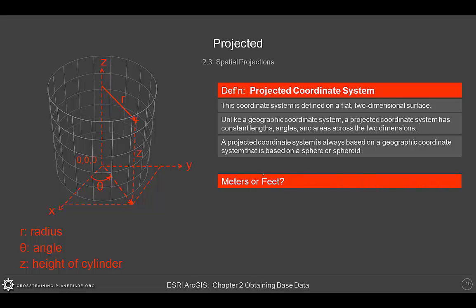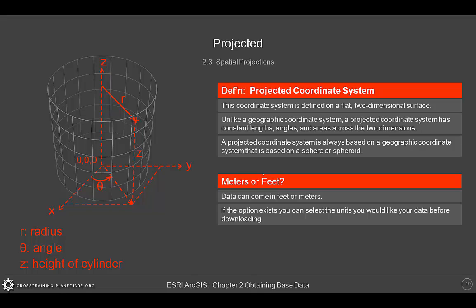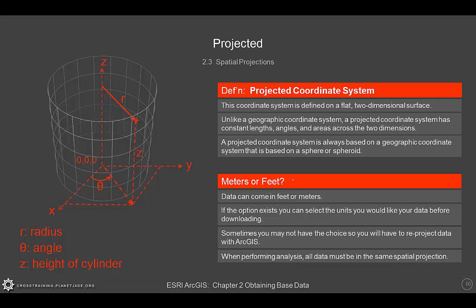So the next thing we should probably think about is meters or feet. Data can come in meters or feet. If the option exists, when you go out to download GIS data, you're probably going to want to choose your units so that you don't have to spend a lot of time going through and reprojecting things. Sometimes you may not have that choice. Everything may just simply come in meters. That happens to be the default, as most GIS data is often in meters, so you'll have to reproject your data in GIS. When performing analysis, all data must be in the same spatial projection.